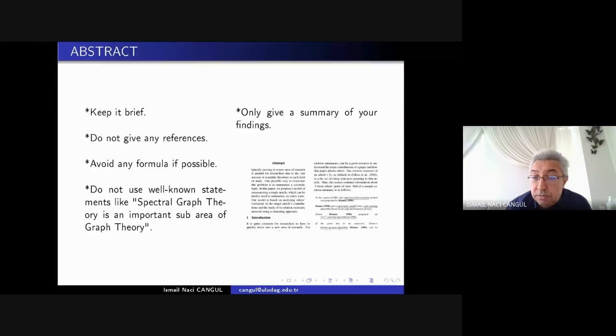This is very dangerous. And only give a summary of your findings. Give what you have done, what you have achieved, what problem you solved in your work. That's important.